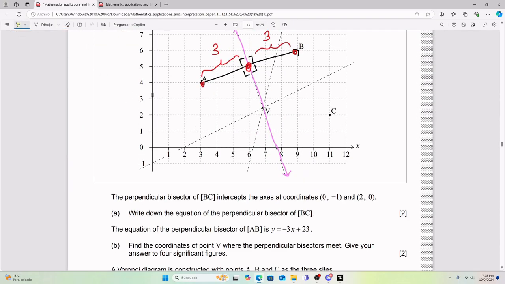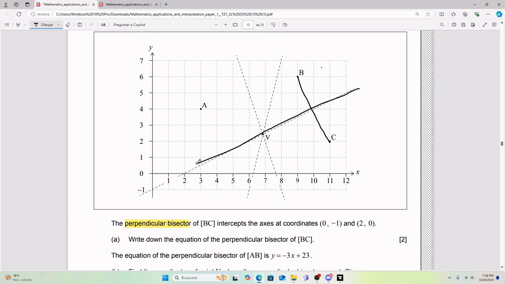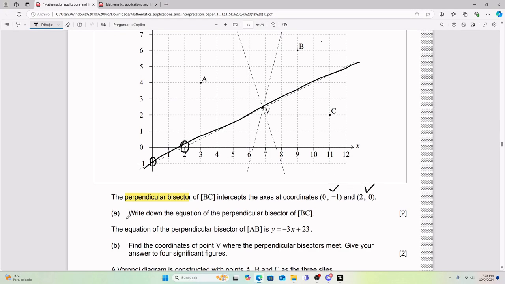Now we're ready to face this problem, because immediately you can say that, again, they tell us the perpendicular bisector of what? Of BC. So which one is the perpendicular bisector of BC? Well, between BC, it's got to be this line here, ¿cierto? So that perpendicular bisector intercepts the axis at coordinates (0, -1), which makes sense because we're talking about this point there, and (2, 0), which is this point here, ¿cierto? Also makes sense. Okay, for part A, we need to write down the equation of the perpendicular bisector of BC.